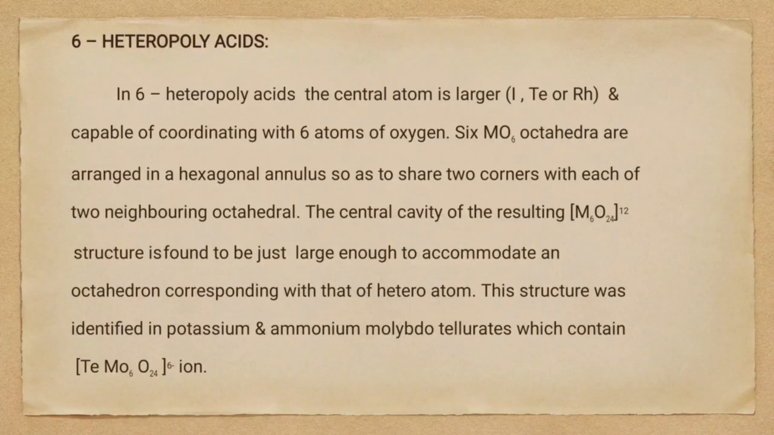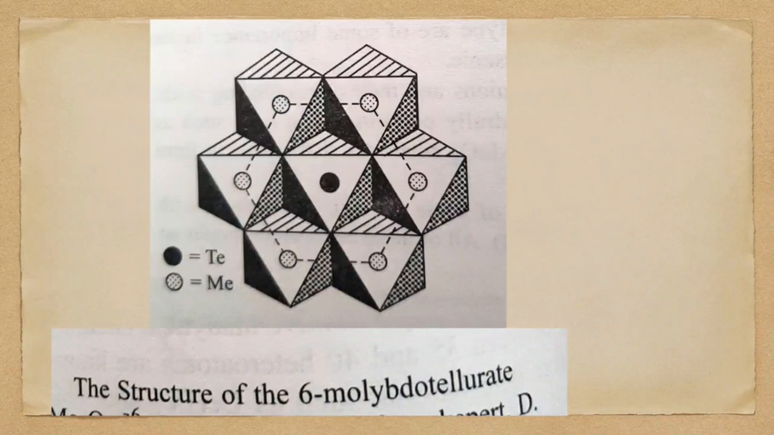6 heteropolyacids. In 6 heteropolyacids, the central atom is larger and capable of coordinating with 6 atoms of oxygen. 6 MO6 octahedra are arranged in hexagonal annules so as to share two corners with each of two neighboring octahedra. The central cavity of the resulting ion structure is found to be just large enough to accommodate an octahedron corresponding with that of the heteroatom. This structure was identified in potassium and ammonium molybdotellurates which contain TeMo6O24 6 minus ions. The structure of 6 molybdotellurate is given in this slide.